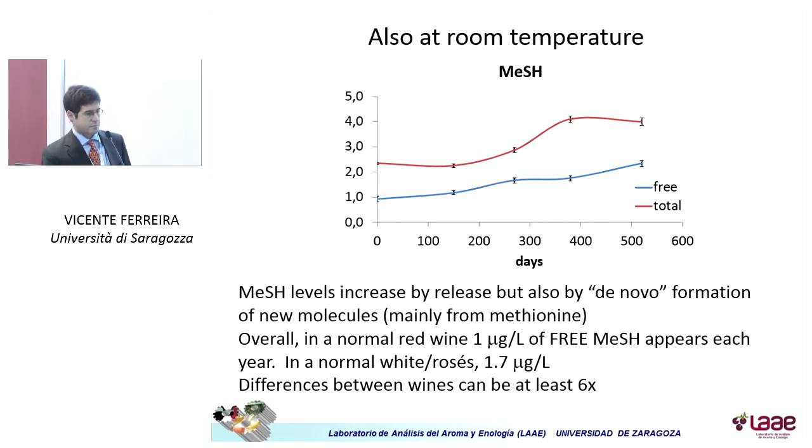Quindi un vino rosso normale arriva a formare, a produrre di nuova formazione circa 1 microgrammo litro di metantiolo per ogni anno di conservazione, e in un vino bianco rosato si può arrivare a 1,7. But again, differences between wines can be pretty high, more than at least a factor 6.